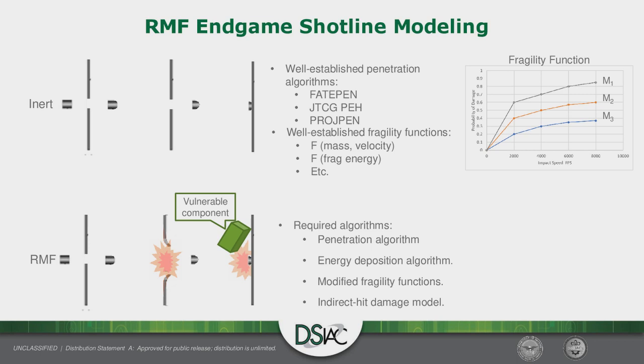So penetration modeling is one thing. The second is an algorithm for energy deposition. So as these fragments hit things, how much energy are they depositing as they work their way through the target? And then how to modify fragility functions to include the effects of the chemical energy in addition to the kinetic energy. And then, of course, how to model indirect damage altogether is something that's not done. That's something that's not done at all in current endgame codes.